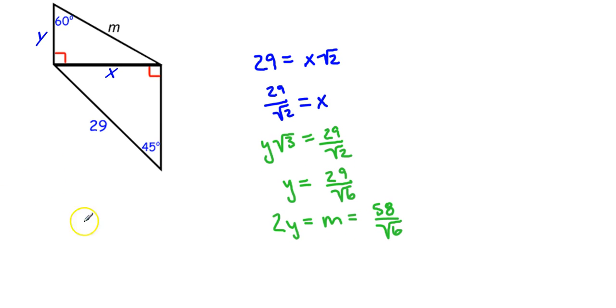I do want you guys to rationalize, so the last step here would be to rationalize this expression. So we want to multiply by root 6 over root 6 in order to rationalize this. In the numerator, we're going to get 58 root 6. In the denominator, we're going to get just 6.